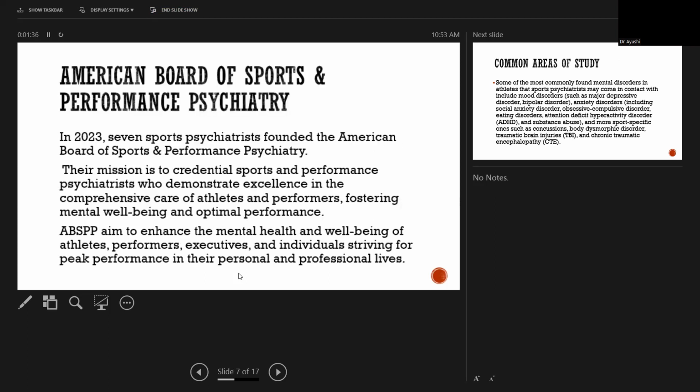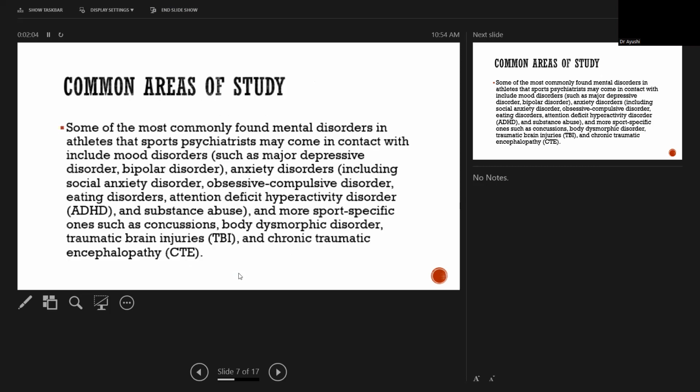American Board of Sports and Performance Psychiatry. In 2023, 7 sports psychiatrists founded the American Board of Sports and Performance Psychiatry. Their mission is to credential sports and performance psychiatrists who demonstrate excellence in the comprehensive care of athletes and performers, fostering mental well-being and optimal performance. ABSPP aims to enhance the mental health and well-being of athletes, performers, executives, and individuals striving for peak performance in their personal and professional lives.